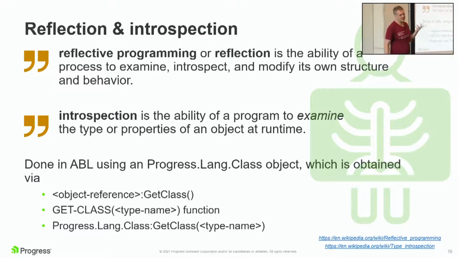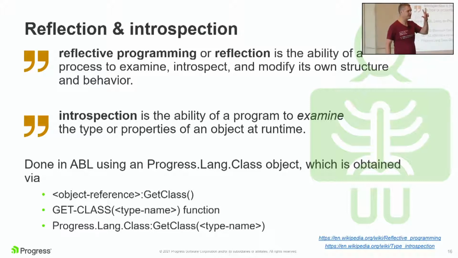What reflection and introspection do is they let you look inside of an object at runtime, see what it is, and then change or alter that dynamically without having any predefined knowledge, really. In ABL, I've talked about the Progress.Lang.Class object. That's the gateway drug, if you will, for reflection in ABL. Everything goes through there. And you can get that in 3 ways.